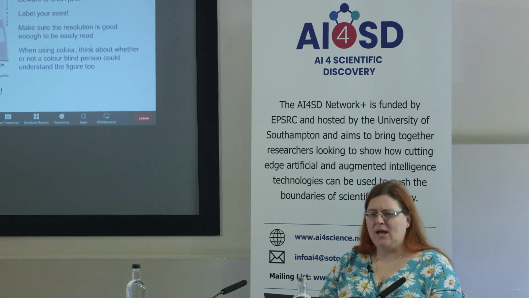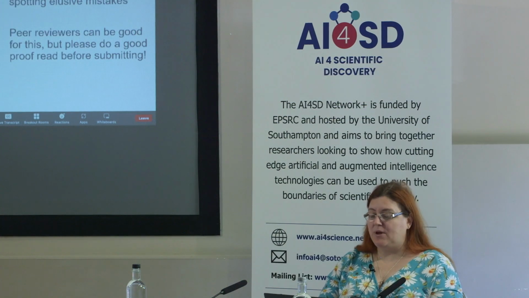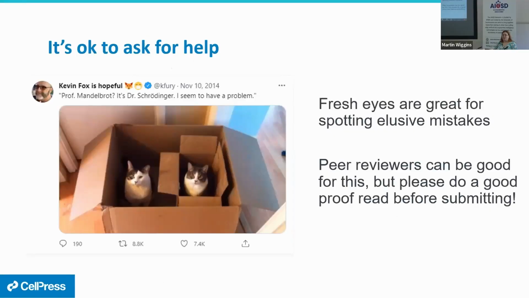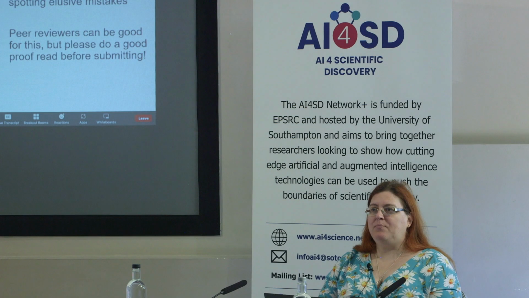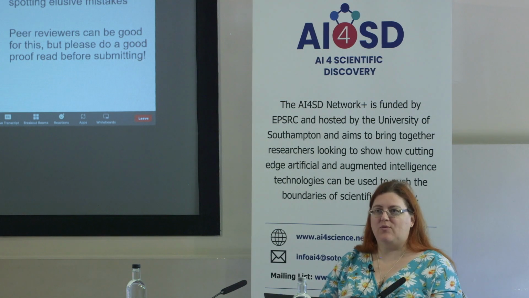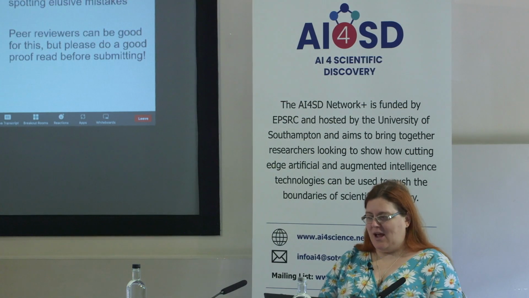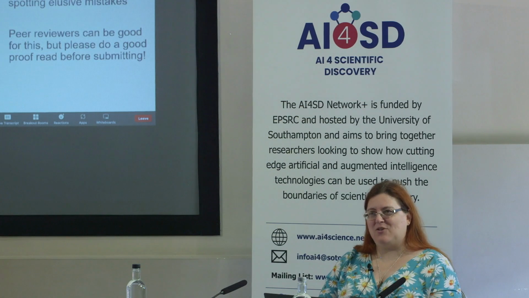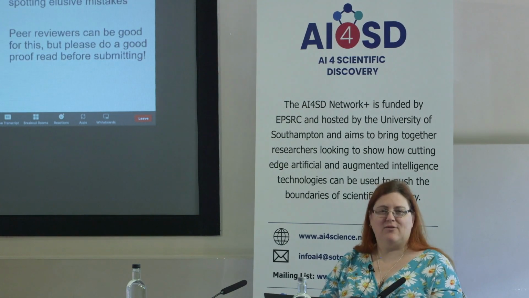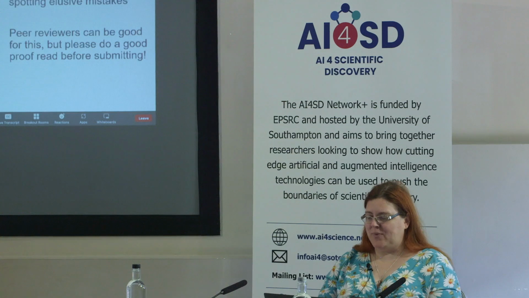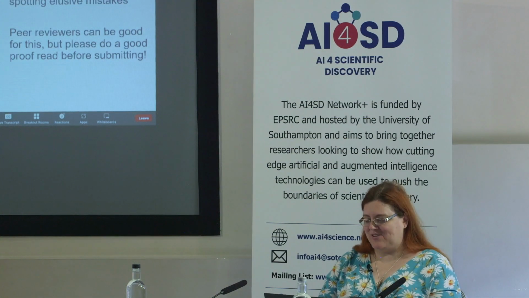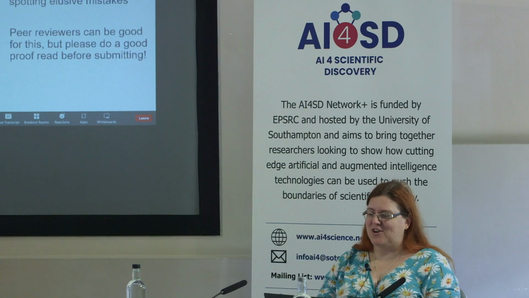I've mentioned it's okay to ask for help. People looking at something with fresh eyes are great for spotting elusive mistakes or places where things could be clearer. Peer reviewers, of course, do this as their job. But please, please, please make sure that you've done a good proofread before you submit your article and your images, because peer reviewers tend, understandably, to get a bit cranky if they keep running across spelling mistakes every couple of sentences. I get pretty cranky running across spelling mistakes every couple of sentences as well, and I have to read the papers first, so yeah.